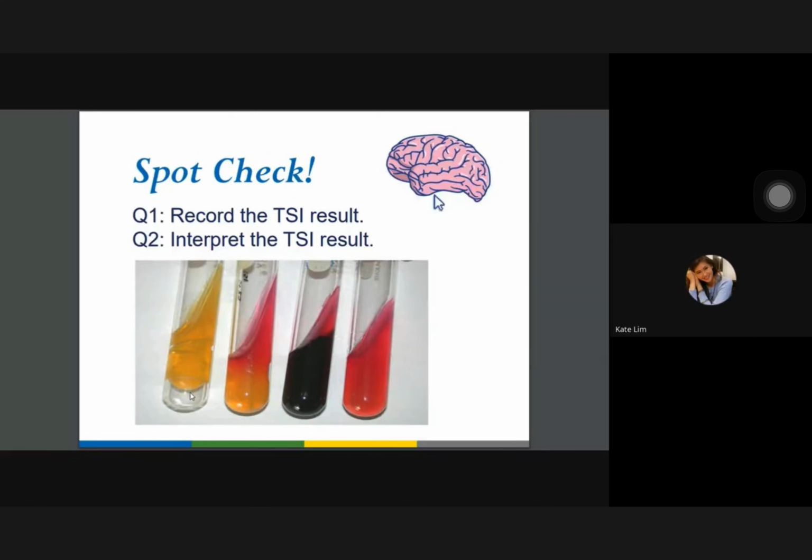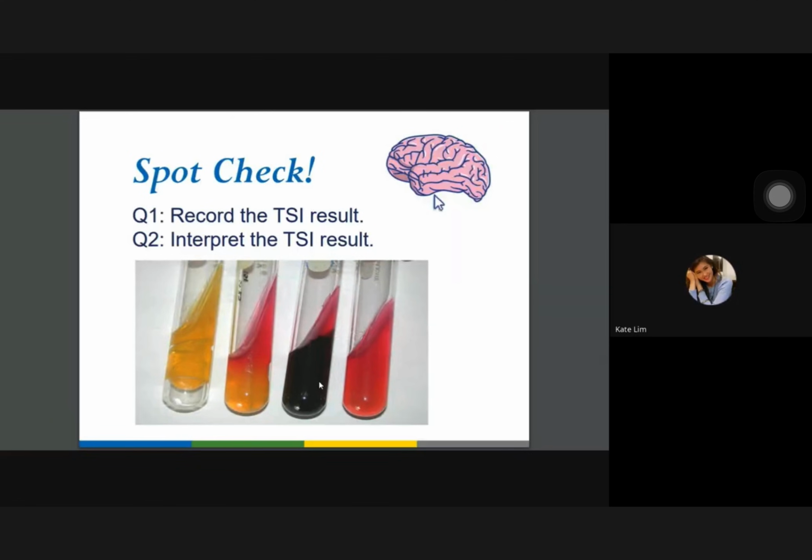So how about your hydrogen sulfide? For hydrogen sulfide, a black precipitate would tell you that there is a production of hydrogen sulfide. And for the gas, production of cracks and bubbles would signify the presence of gas.